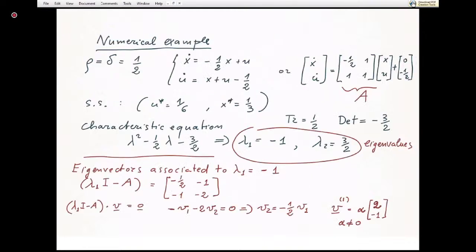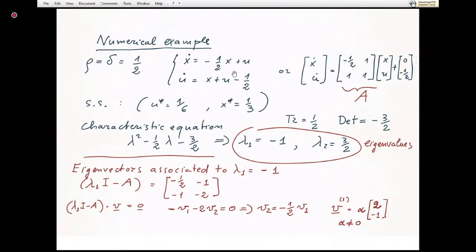Okay, a numerical example. If you set both rho and delta to 1/2, just to have a simple numerical example, you have this dynamical system. Now we can use it as an exercise on a dynamical system. And next, I will go back to the economic interpretation of the problem at the end, when I will interpret the saddle path stability. So this is the dynamical system. We can find the steady state by setting x dot and u dot equal to 0.